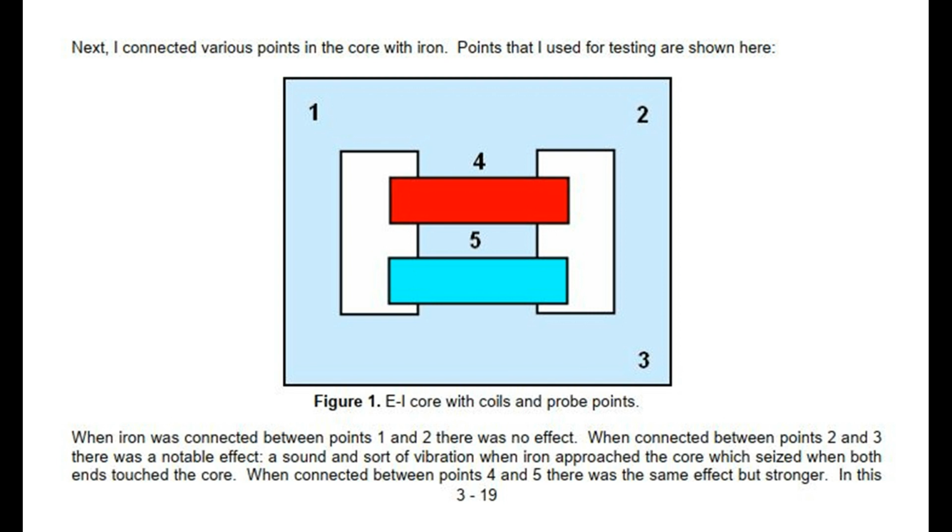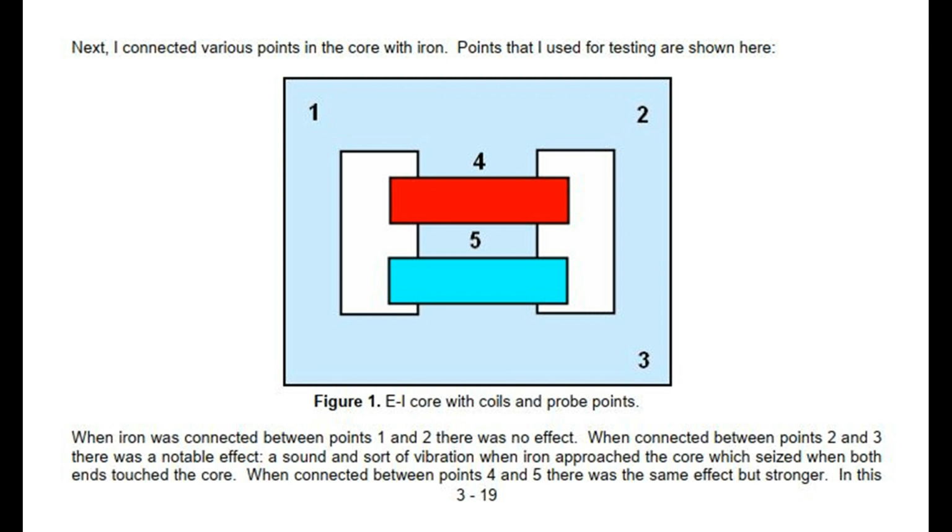When iron was connected between points 1 and 2 there was no effect. When connected between points 2 and 3 there was a notable effect: a sound and sort of vibration when iron approached the core, which ceased when both ends touched the core.